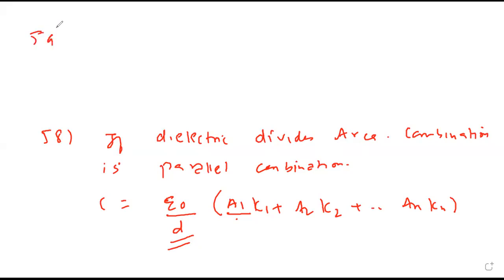Sir, epsilon or d, no? Epsilon naught upon D. D सेम है, एप्सिलॉन सेम है, जो चेंज हो रहा है वो ब्रैकेट है.